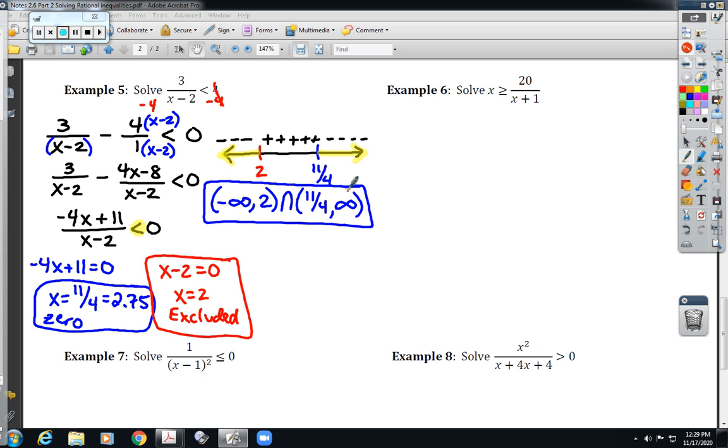Final example we're going to get in today is example 6. It has a very similar problem. It is not equal to 0, so we need to start by moving that x, which gives us 0 is greater than or equal to 20 over x plus 1 minus x over 1. Common denominator is x plus 1.